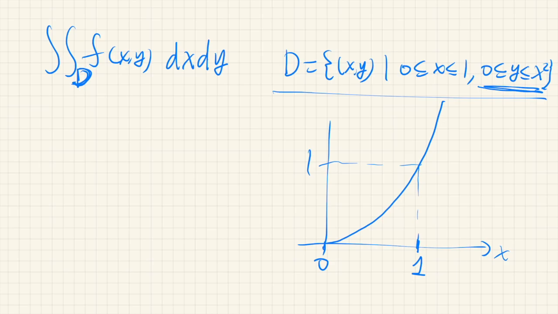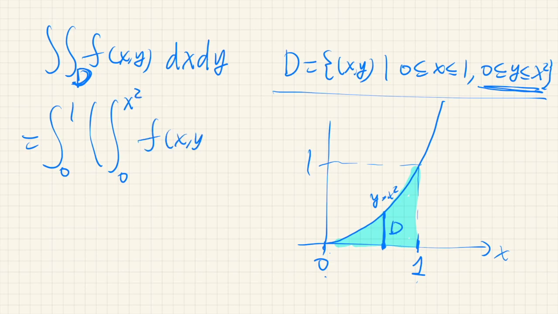So the region D is this region. This is D. If we fix a value of x somewhere, then y can vary from here to here. And this is y equal to x squared, this curve. So this can be computed as this: x varies from 0 to 1, and then y varies from 0 to x squared. Then calculate this. First integrate over y, then over x.